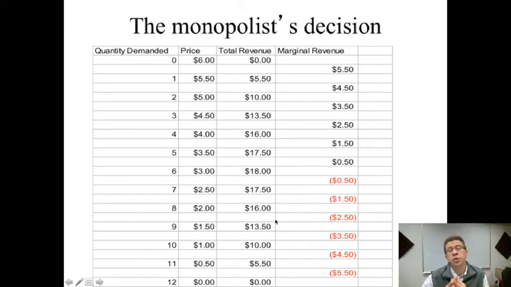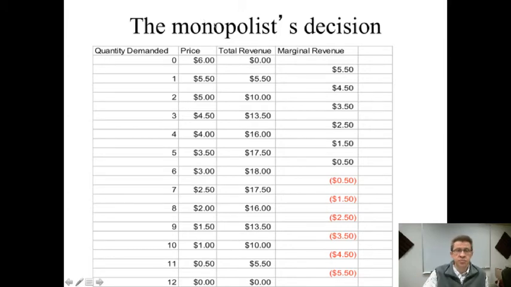And if you remember back to the elasticity section, the demand curve has portions of it that are elastic and portions that are inelastic. Total revenue increases when you lower the price on the elastic portion of the demand curve, and it decreases on the inelastic portion of the demand curve. So that's the first thing, that the marginal revenue does become negative at some point.